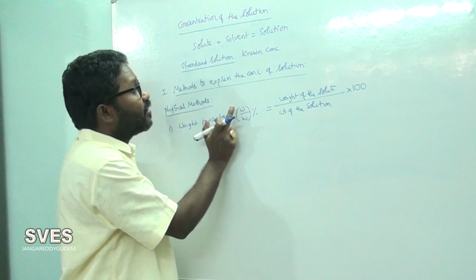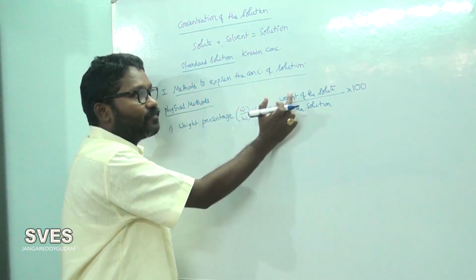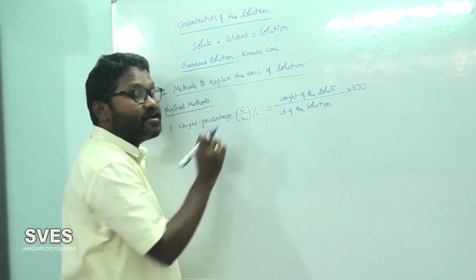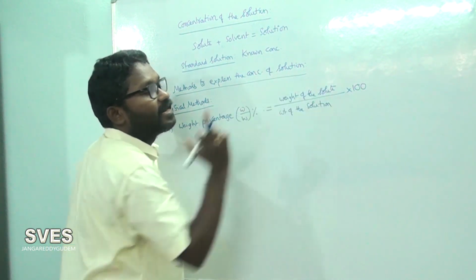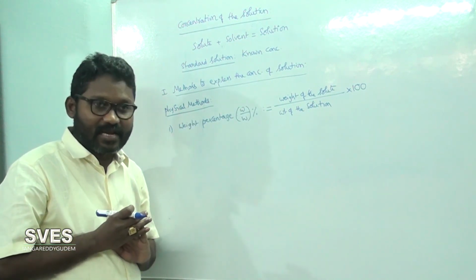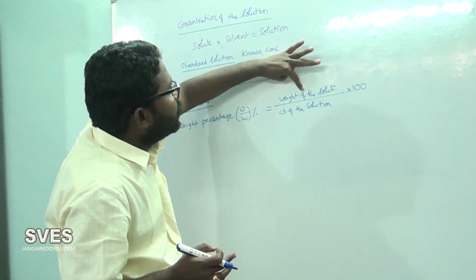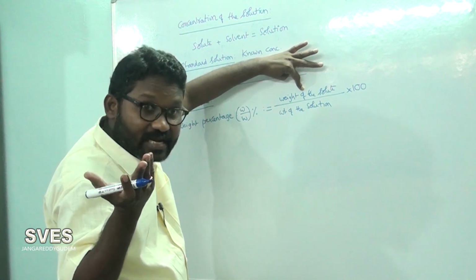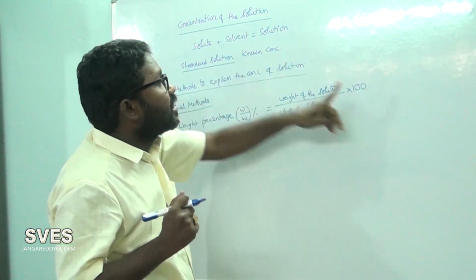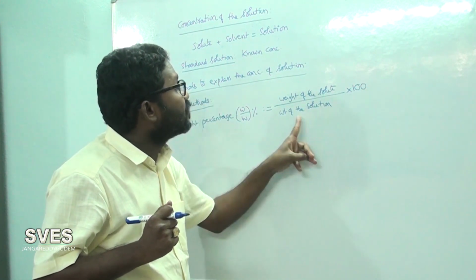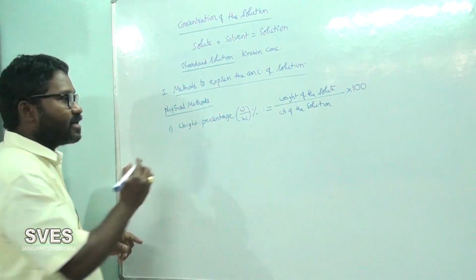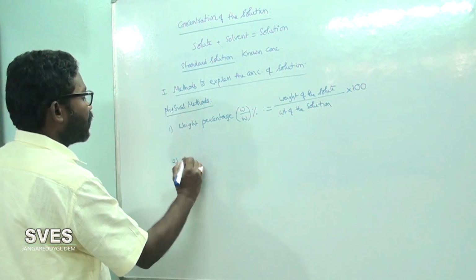Once again, the numerator W stands for weight of the solute. The denominator W stands for weight of the solution, into 100. How can we define weight percentage of the solution? The weight of the solute, generally expressed in grams, present in 100 grams of the solution is called weight percentage.